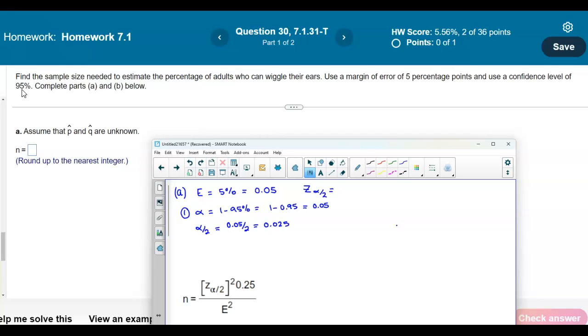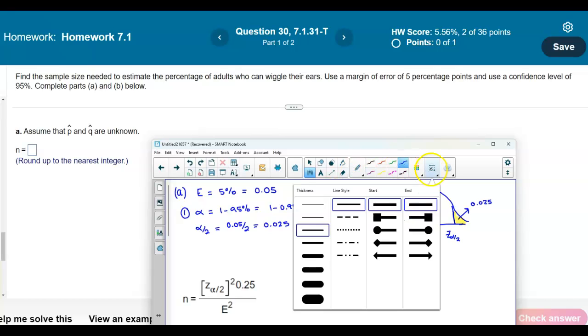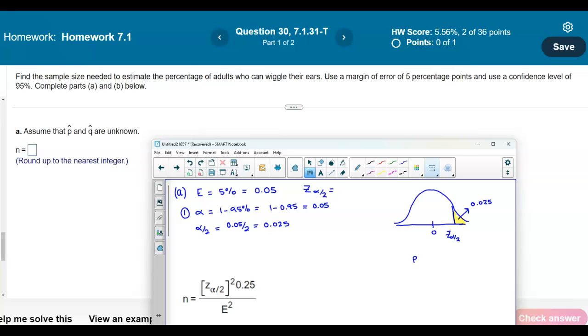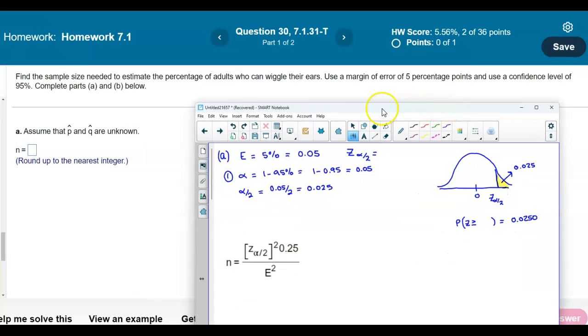Now remember what that means is that we would have the bell curve, and the area to the right of the critical value that we're looking for represents 0.025. So what we want to do is find the critical value with that area to the right. The critical value is Z such that the area to the right is 0.0250. Now we can do that using StatCrunch.